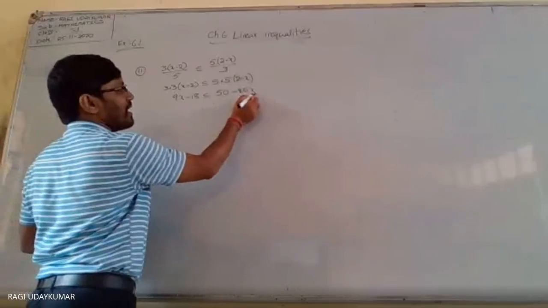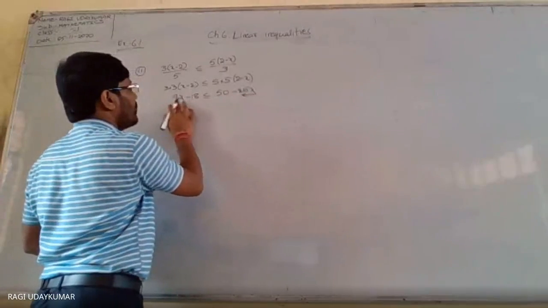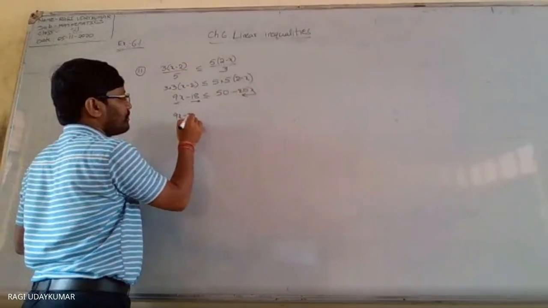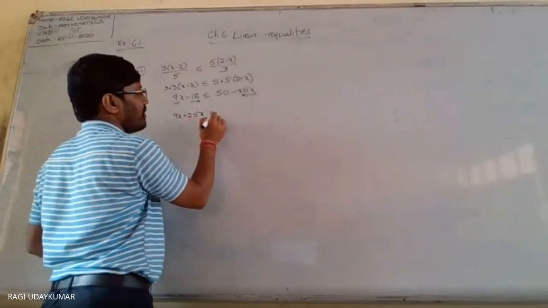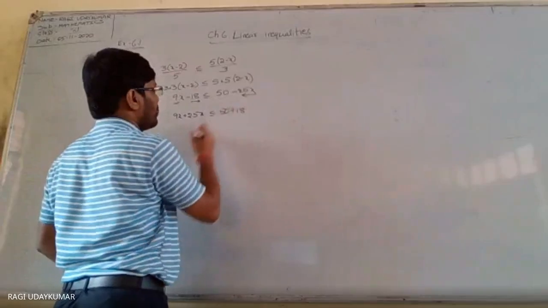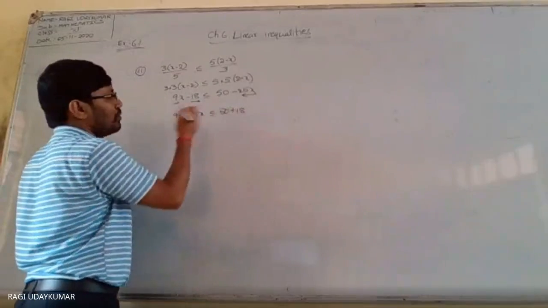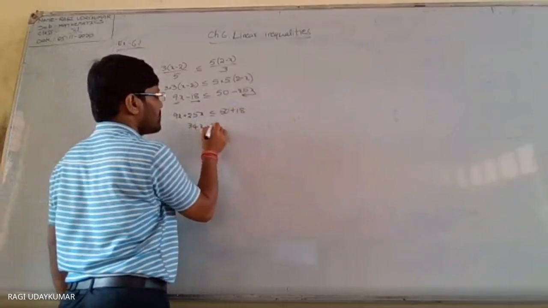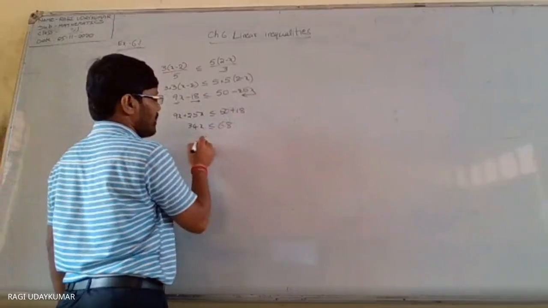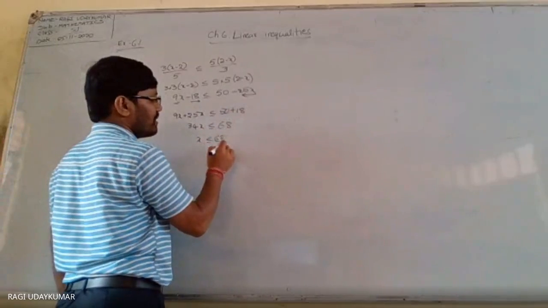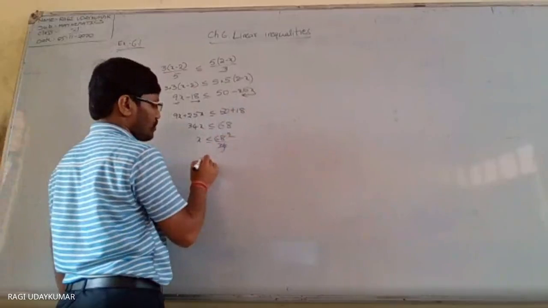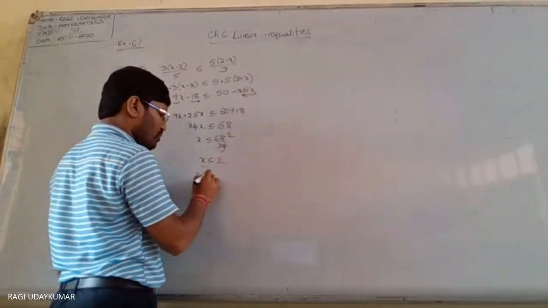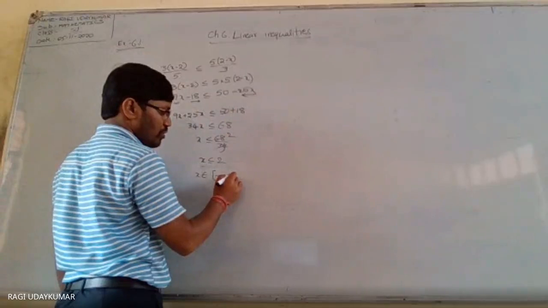I think, what to do after this? Bring this here. Bring this constant to the other side. All the variables to be together. So it becomes plus. 50 plus 18. So if you 25 plus 9, 34. 34x is less than or equals to 68. x is less than or equals to 68 by 34. 34 by 34 means x is less than or equals to 2. So x belongs to minus infinity to 2.